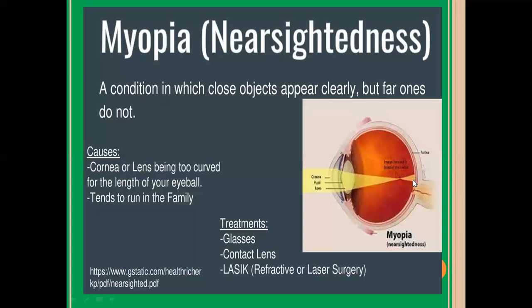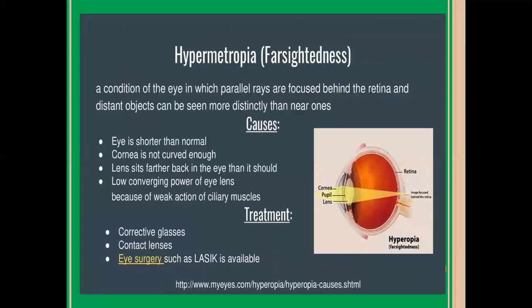Is it clear? Now, next is hypermetropia, a condition of the eye in which parallel rays are focused behind the retina and distant objects can be seen more distinctly than near ones. In this case, it is also called long-sightedness, and actually there is a shortening of the eyeball and the image is formed behind the retina. Here you can see, this is the image behind the retina.